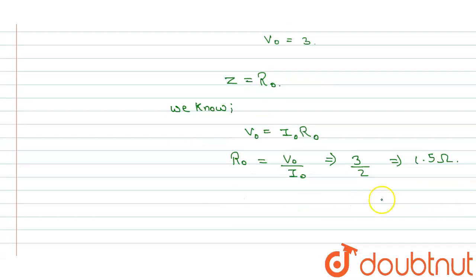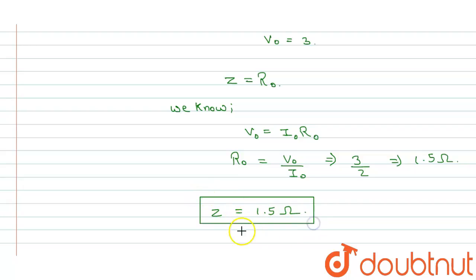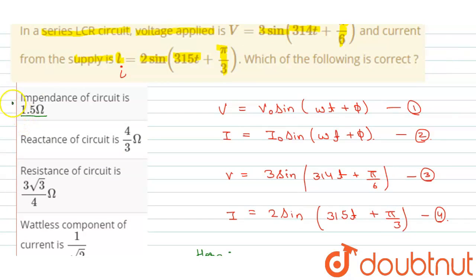So here the impedance Z is equal to 1.5 ohm. Okay, so we got the value of impedance as 1.5 ohm. So here option A is correct: the impedance of the circuit is 1.5 ohm.